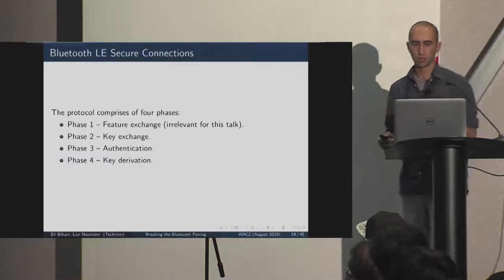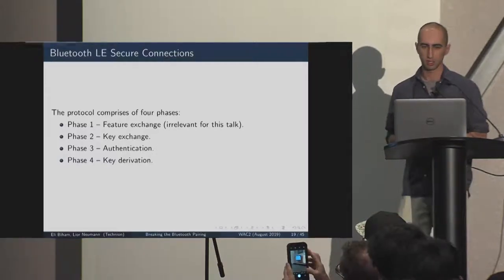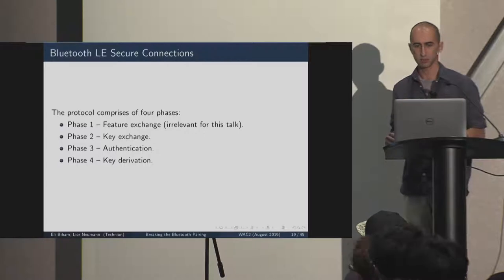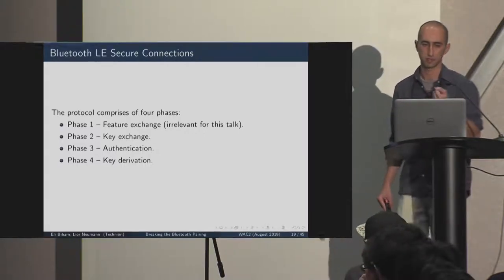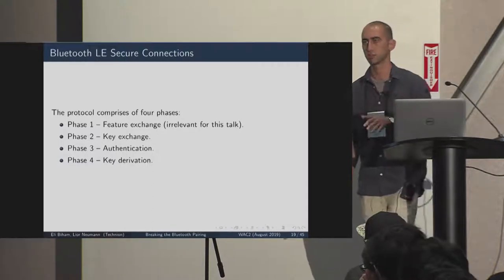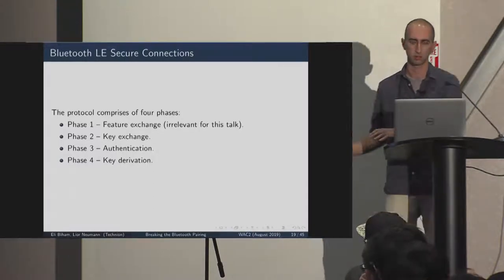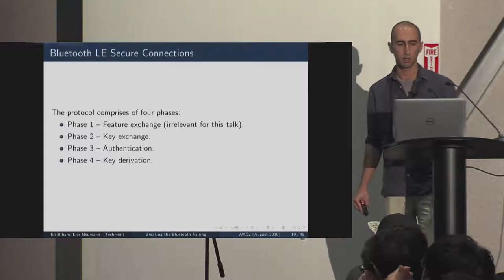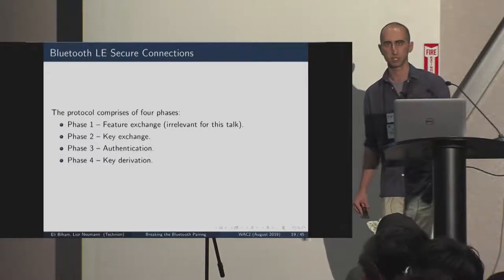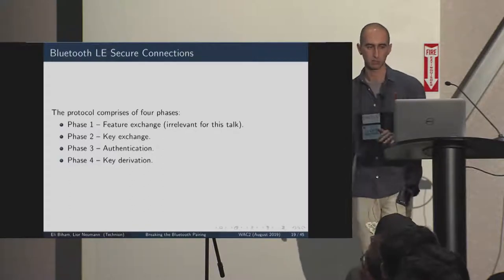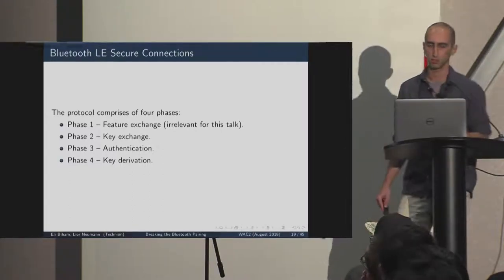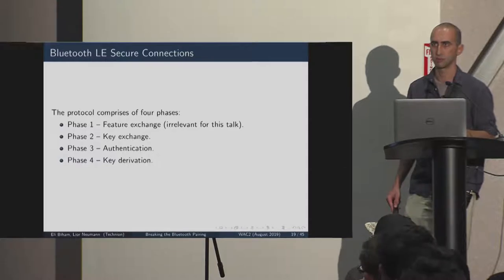So how is the pairing protocol comprised? It comprises four phases. The first phase is feature exchange. It has no cryptographic properties, so we're going to leave it aside for now. Phase two is the key exchange. Phase three is the authentication, which is very important to us. We'll dig into it very soon. And phase four is the key derivation phase.